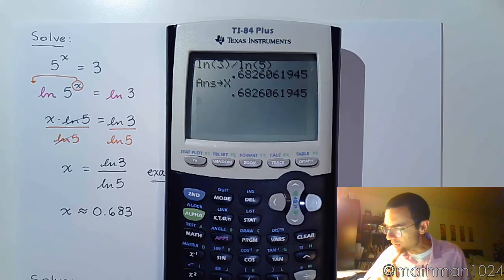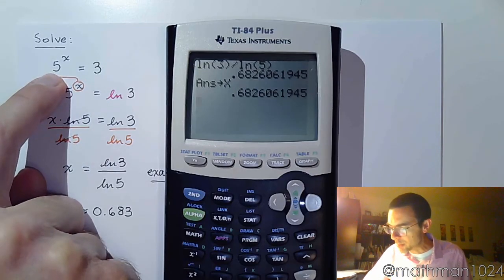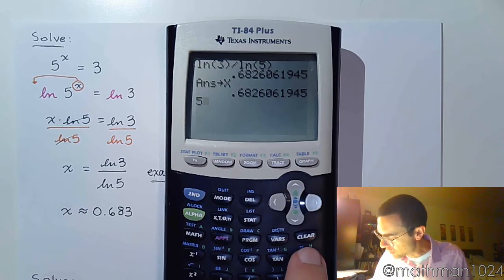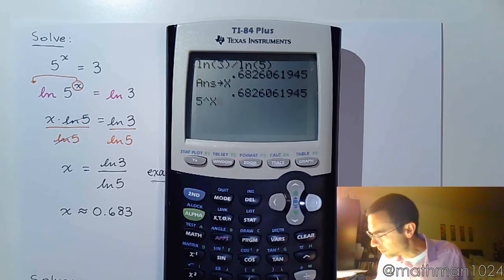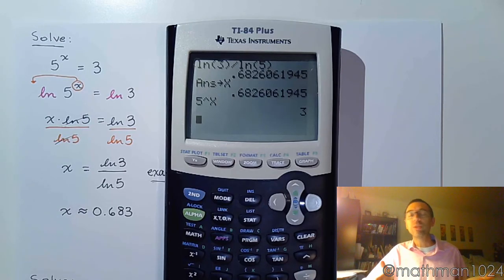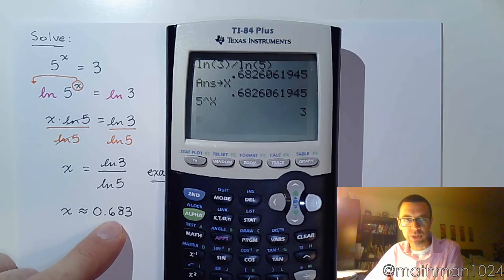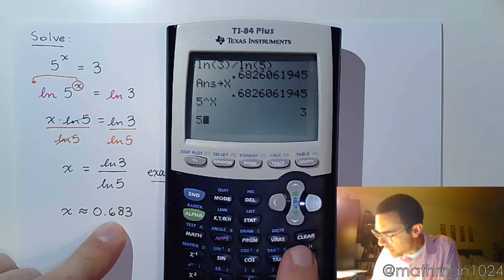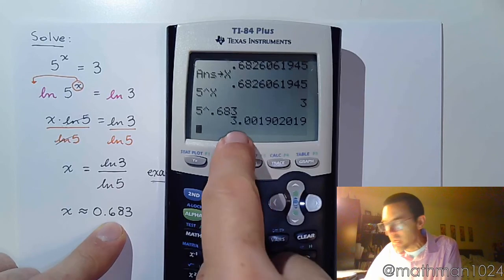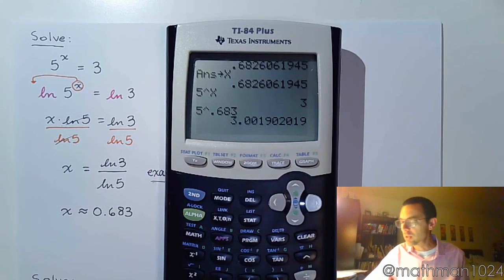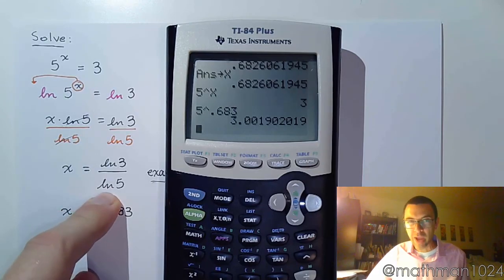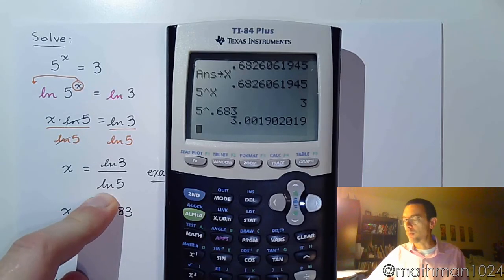So we're going to verify that this is the correct answer by typing in 5 to the X. So 5 raised to the X. If this is the correct answer, it should give me 3. And it gives me 3. Everything works out nicely. Now, if I had just done this approximation, let's see what we would have had. 5 raised to the 0.683. I get a number that's really close to 3, so I'm happy with that approximation. Even better, having that exact value is really what we're going for.